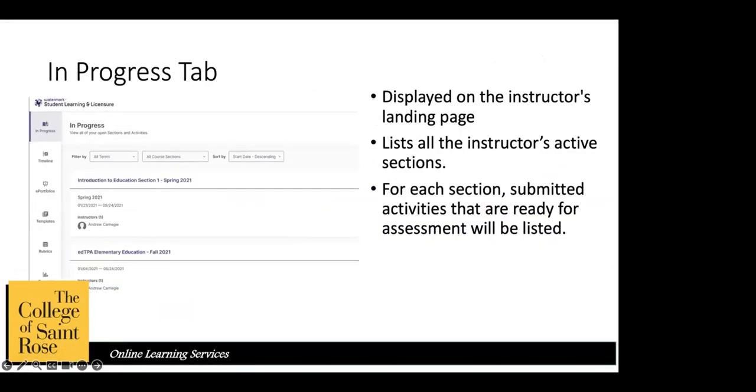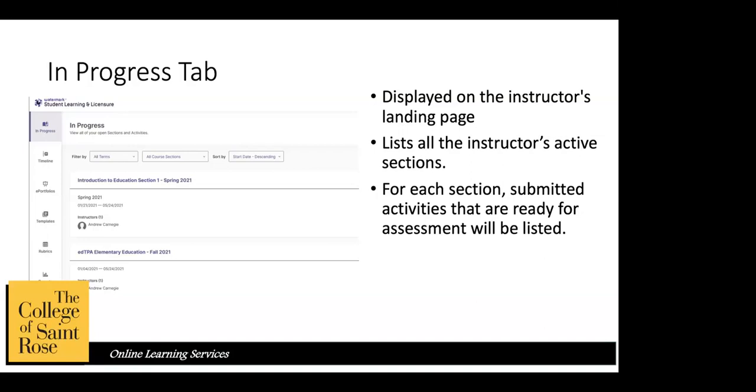Okay, so the In Progress tab. After logging into SLNL, the instructor's landing page will display, and the In Progress tab will be the one that's shown. The In Progress tab will list all of the instructor's active sections. For each individual section, submitted activities that are ready for assessment will be listed with the section information. Clicking on an individual section will display the section details page.